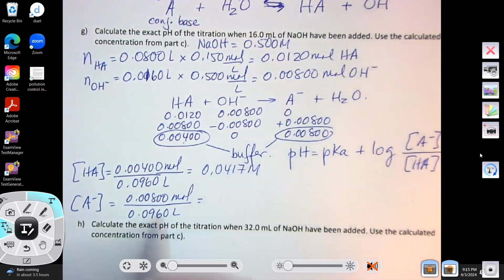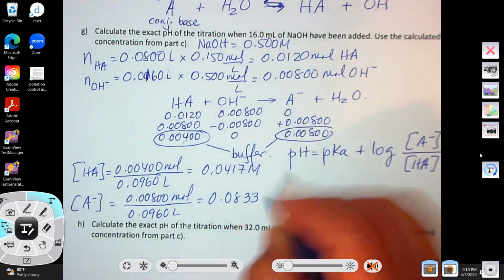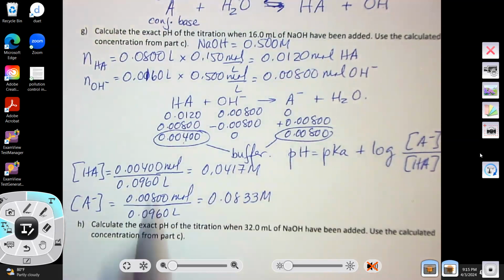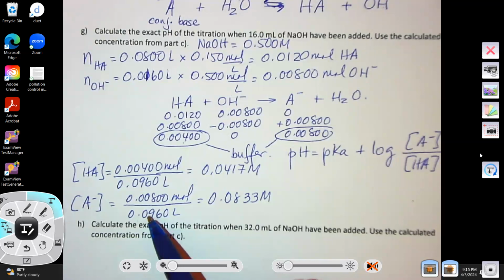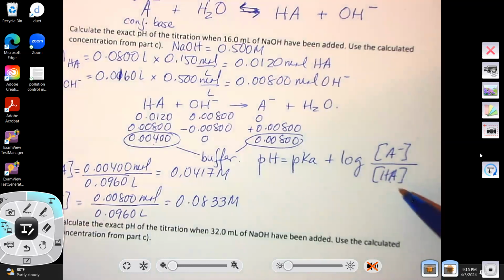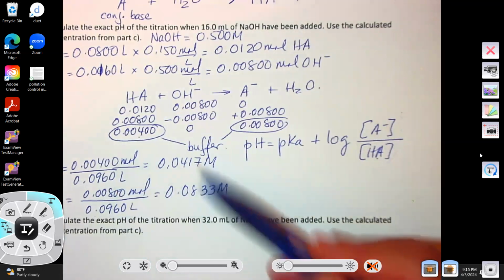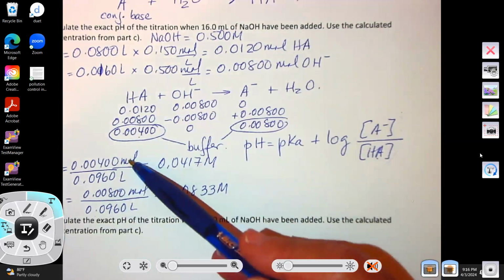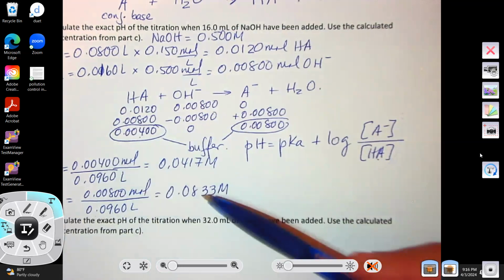And this is going to be twice as much because the numerator is twice as much. So that times 2 is going to give you 0.0833. Now, you can avoid doing this because notice that you're dividing both moles by the same volume. So this fraction is going to be the same whether you use the moles or whether you use the molarity, because the moles are divided by the same volume. So this divided by this is going to be the same as this divided by this.